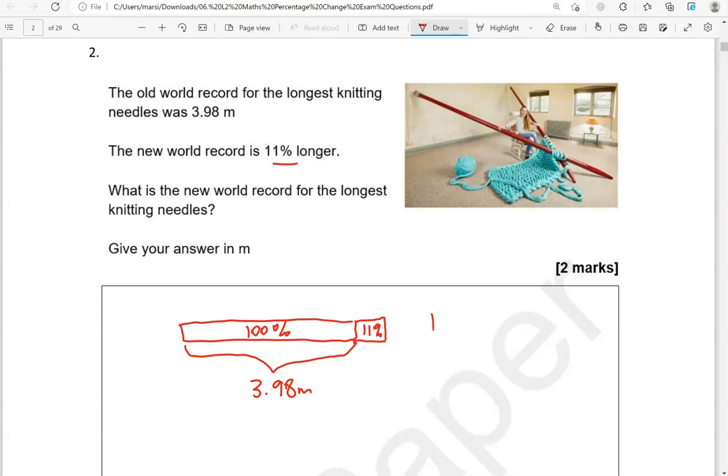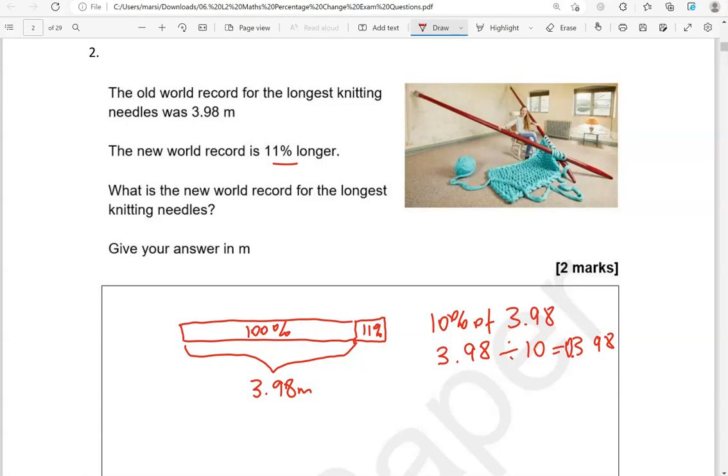So 10% of 3.98 is worked out by dividing 3.98 by 10. Dividing this number by 10 will make it 10 times smaller. So I'm going to move the decimal point one place to the left to make this 0.398.